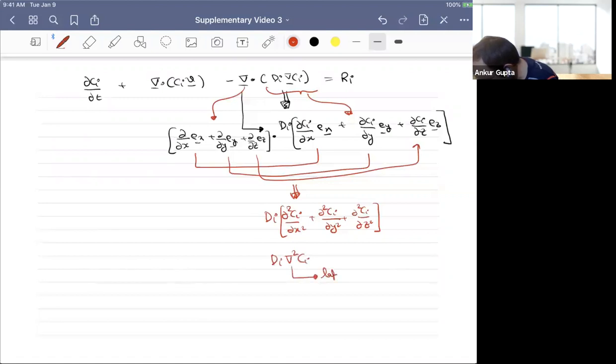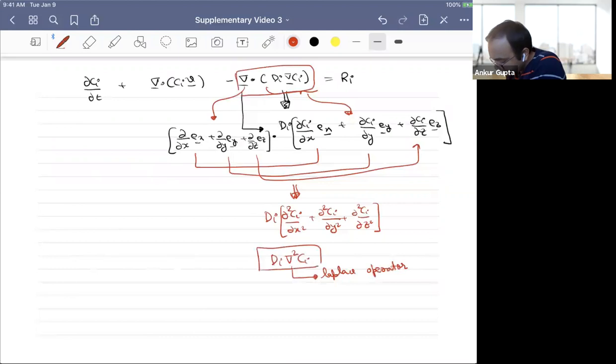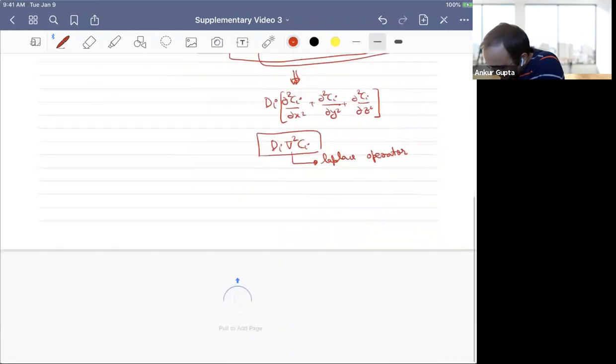Okay, the Laplace operator essentially means you take a scalar and do the second-order derivatives with respect to x, y, and z, and sum them up. So this term here simplifies to this term. Let's now go to the next step, where we have simplified this term.